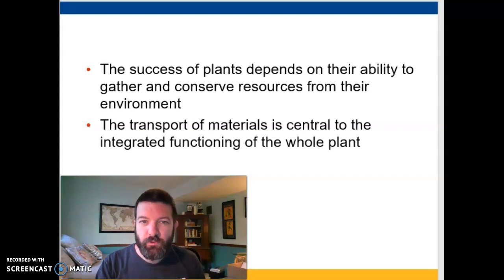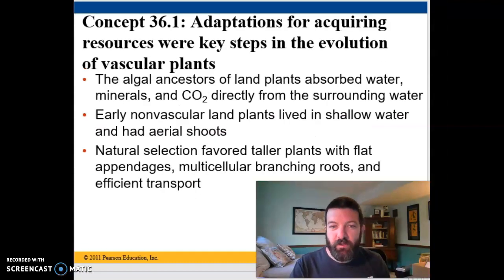All plants need to gather particular resources to survive, and that includes sunshine for energy, water from the soil, various minerals and micronutrients, and also CO2 from the air. And the way that they gather those nutrients is going to be different depending on what type of environment they're in. The ancestors of land plants were algae, and they just absorbed their water and minerals and CO2 directly from the water that they were living in.